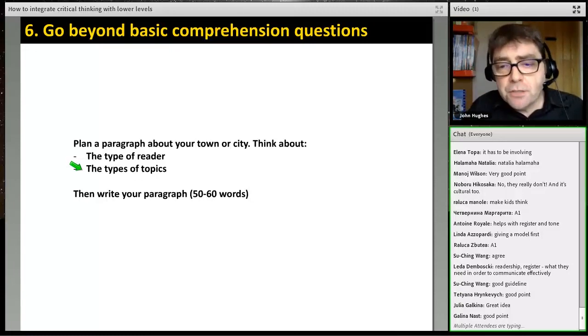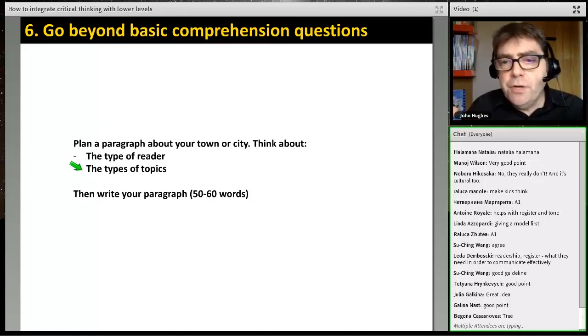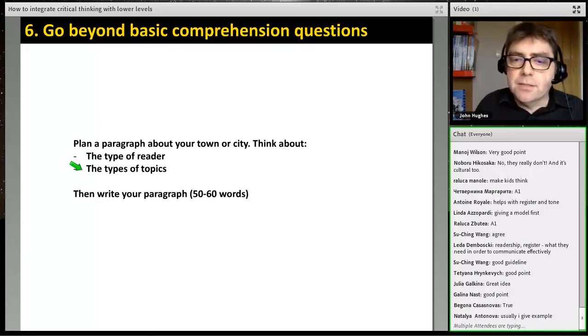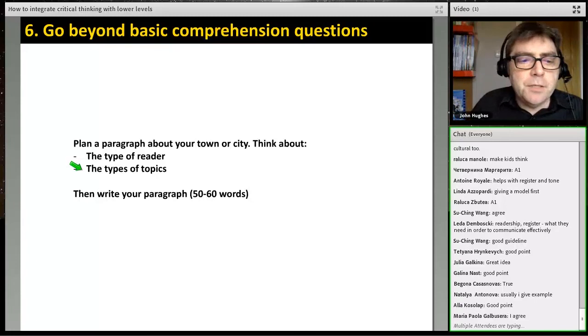And that's where the critical thinking comes in. So think about how you're teaching reading or what kind of reading skills you're teaching. That was tip number 6. Okay, here's tip number 7.